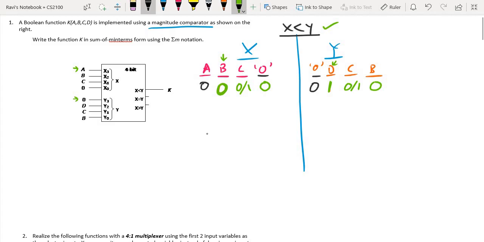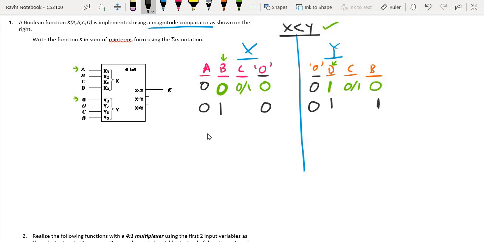Now let's look at another combination. Again the most significant bit is 0, so A must be 0. What if the next bits are the same? So B here is also 0, and D is also 1. If these two bits are the same, then we can go on to the next two bits, which are C and B. Since B is a 1 here, there's also a 1 here, and since this last bit is a 0, this bit here is a 0.